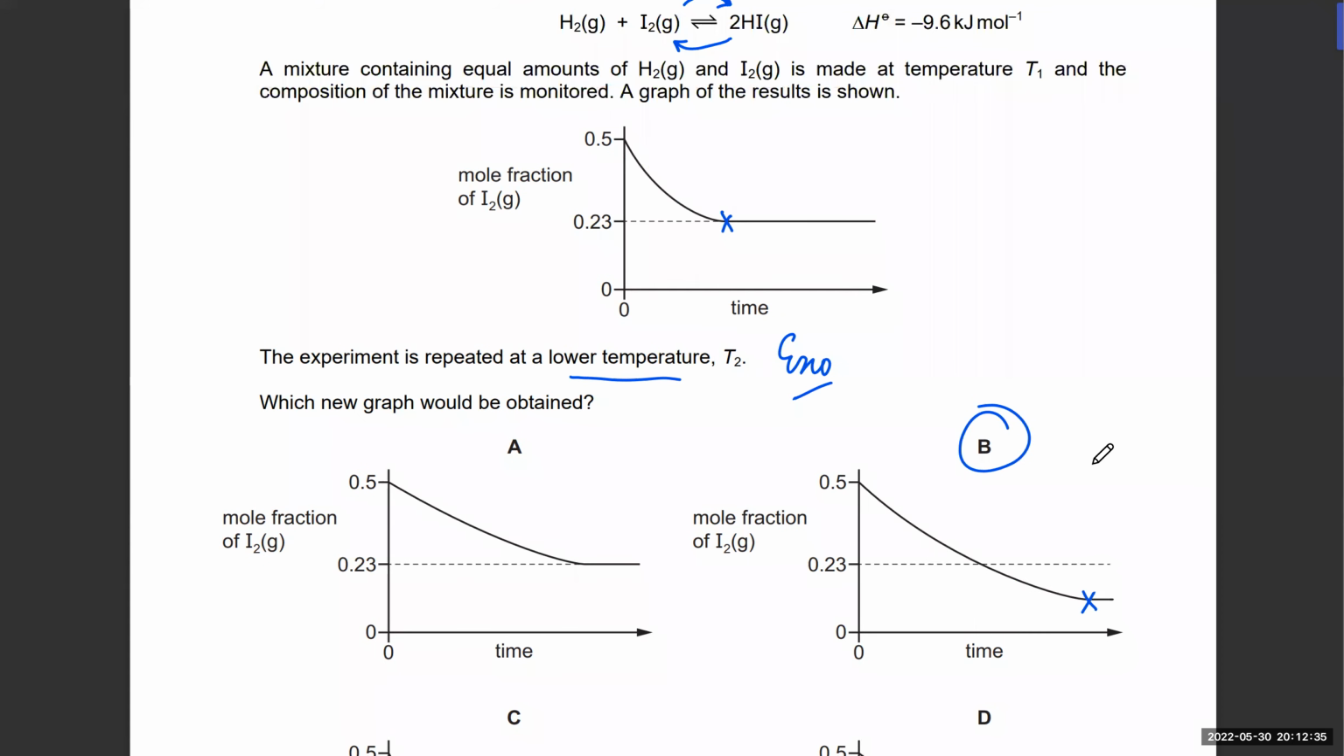But why is it slower? Because over here, the curve was steeper. Over here, it's taking a longer time to reach equilibrium because you're using a lower temperature. So that's another thing that gives it away: the steepness of the curve is also going to be lesser. It's going to take a longer time, a slower reaction. Okay, is the second thing clear as well? Yes.